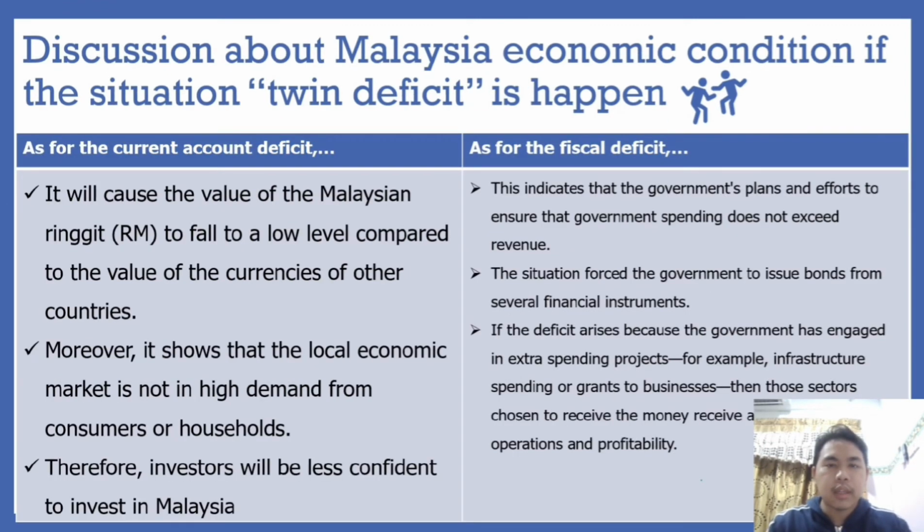Okay, now let's take a look at the Malaysian economic condition if the twin deficit situation happens. First, as for the current account deficit, it will cause the value of the Malaysian ringgit (RM) to fall to a low level compared to the value of the currencies of other countries. This is indirectly due to the high value of imports compared to the value of exports. Moreover, it shows that the local economic market is not in high demand from consumers or households. This proves that the economic situation of the country is in a bad state.